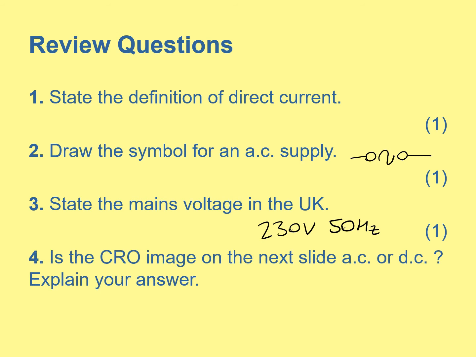Is the CRO image on the next slide AC or DC, and explain your answer. And this is a very common question at National 5 level. It's worth 2 marks. You get 1 mark for identifying if it's AC or DC, and 1 mark for explaining your answer.